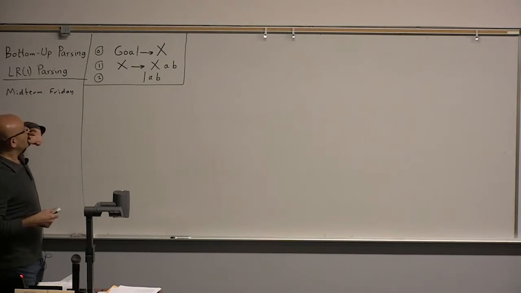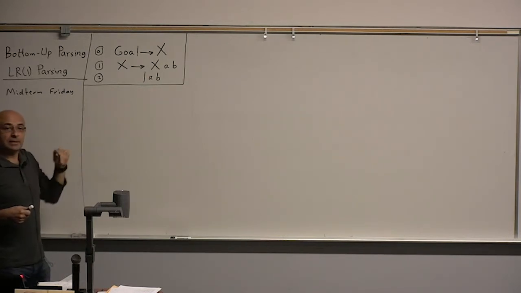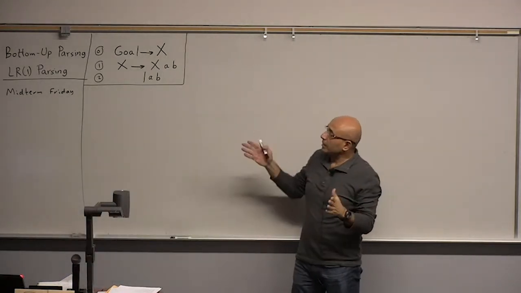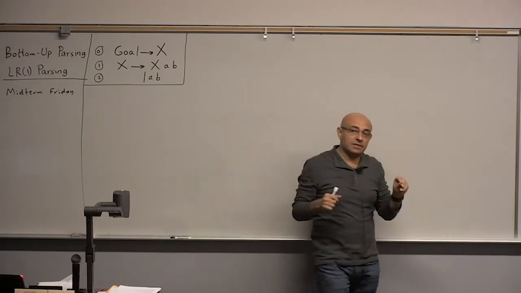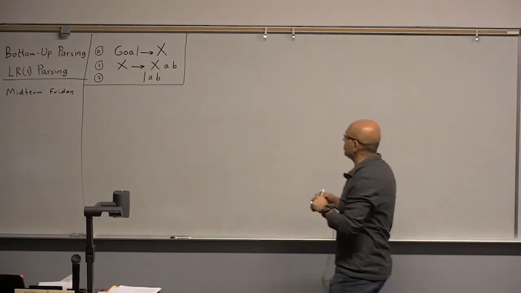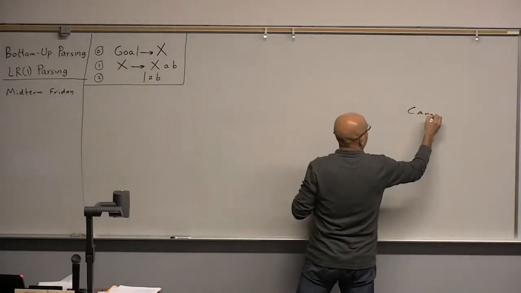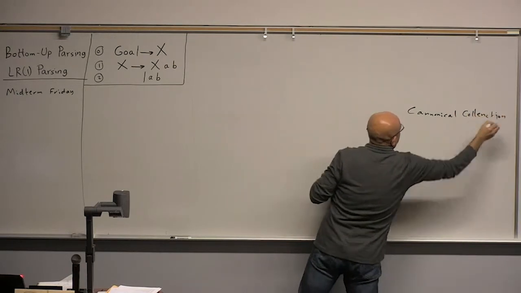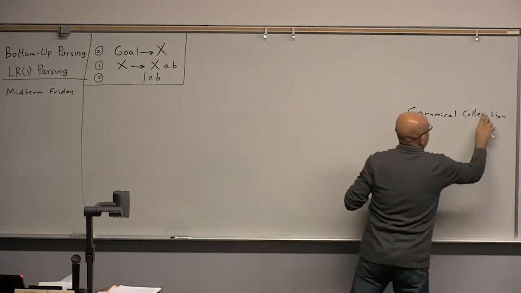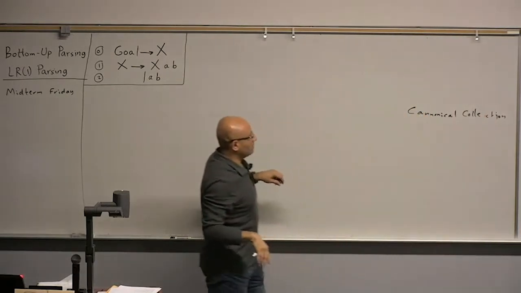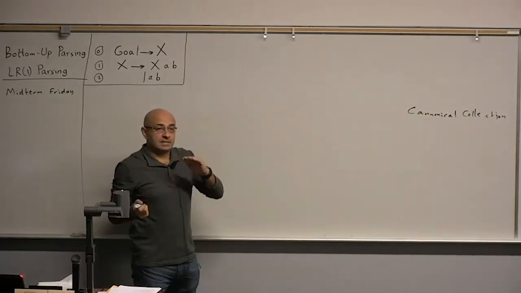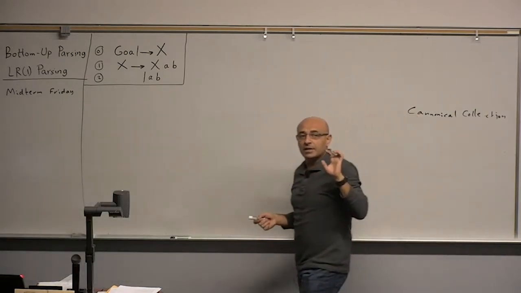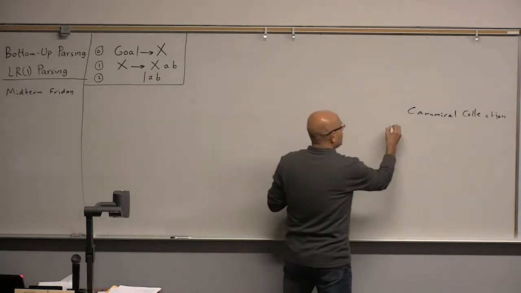So what's the first step? The first step is computing the states, the different states, or the canonical collection of states. These are the different states. And what does each state have in it? Each state has in it a number of what we call LR1 elements.